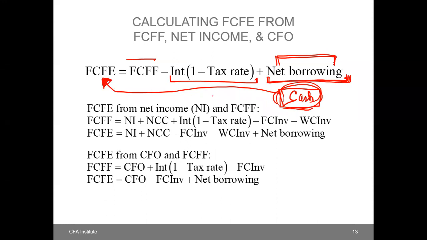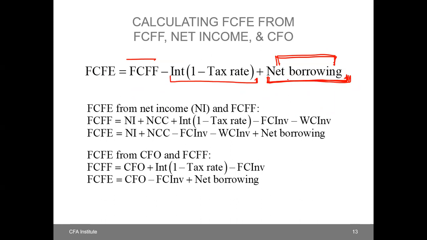That's why when you make the calculation for free cash flow to the equity from the free cash flow to the firm, we add back the net borrowing. Net borrowing from where? From the debt holders. But we subtract the interest expenses payment to the debt holders. Subtract from where? Subtract from the free cash flow to the firm to get what? To get the free cash flow to the equity.